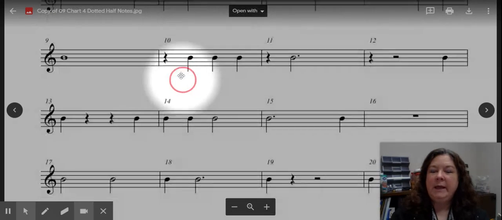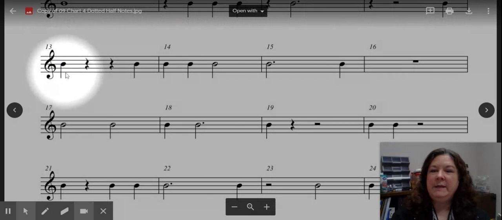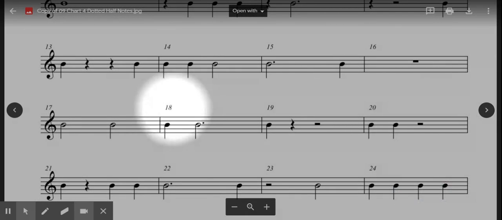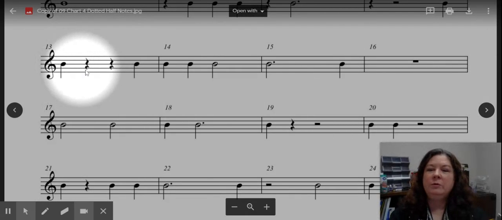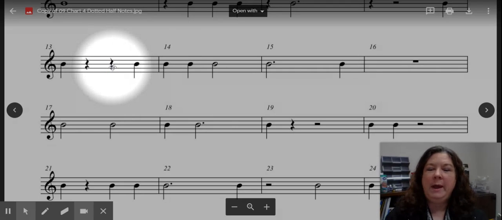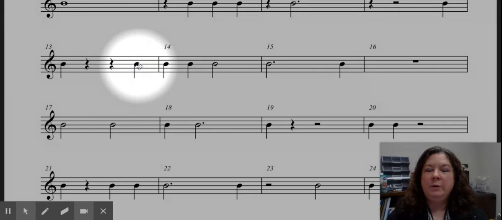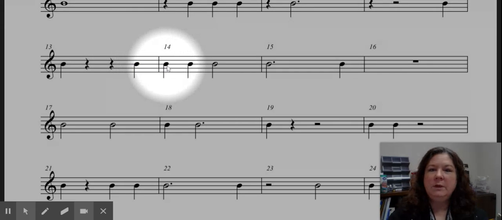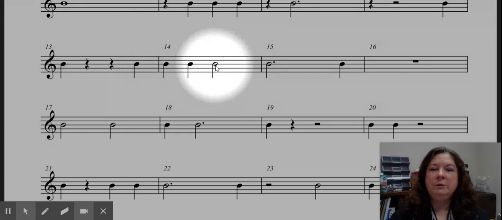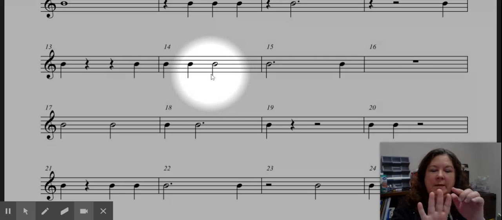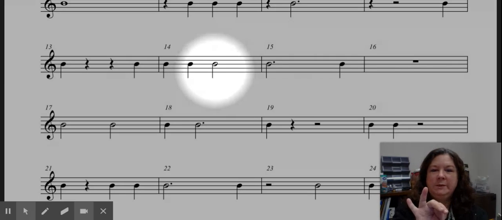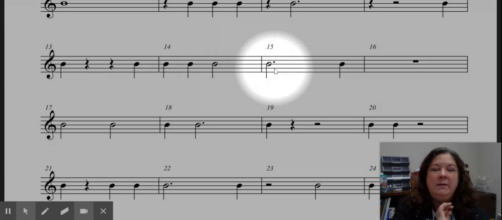Next line we're going to take a look at today starts at measure 13. So in measure 13, we have a quarter note followed by 2 quarter rests and then a quarter note on count 4. Measure 14, 2 quarter notes followed by a half note. So this half note occurs on beat 3. So we have beats 1 and 2 are taken up. So this half note is 3. And in measure 15, there is our next dotted half note.